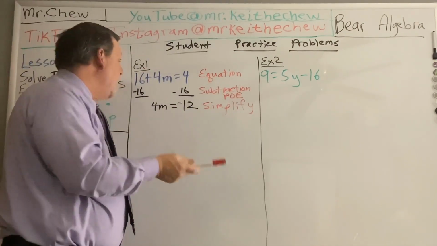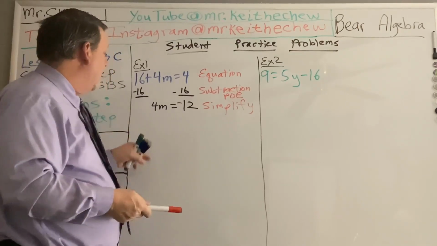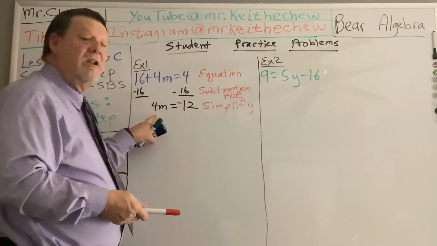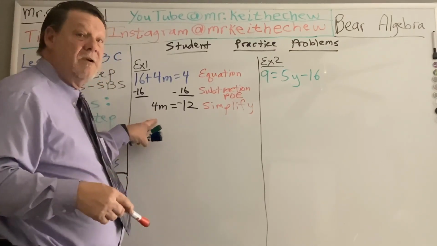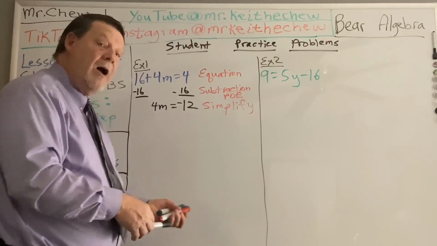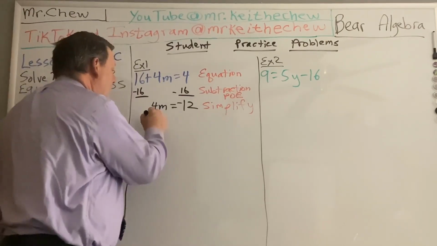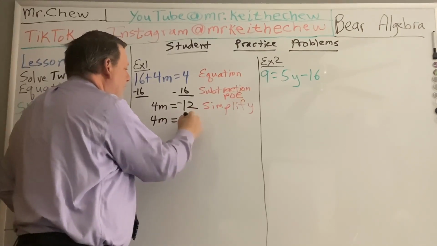Now, what will be my second step? I need to get it so that it looks like m equals something. So the only way that I can get rid of multiplication by 4, because 4m means 4 times m, is to do the inverse or opposite of that. So the opposite of multiplying by 4 is divide by 4.